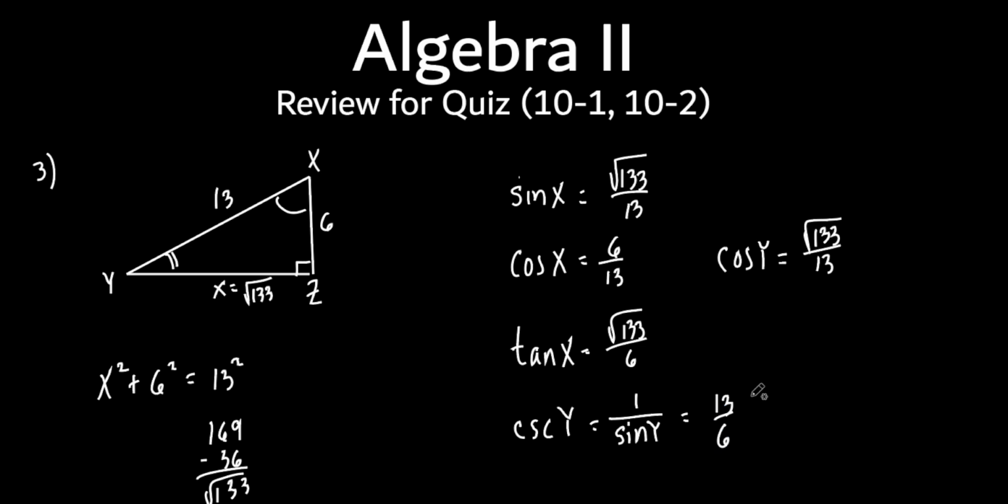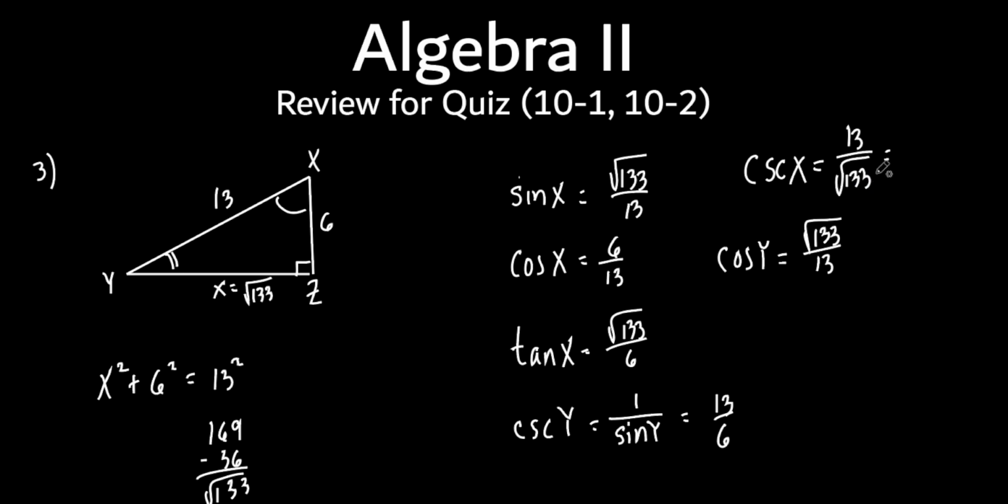Everybody good now? Yeah. So they actually made it a little easier than what I was going to make it, right? Because I was going to go, I tell you what, let's just do that one for the fun of it. All right, so let's do the cosecant of x. What did we say it would be? 13 over the square root of 133. You should be able to do this in your head at this point, can't you?